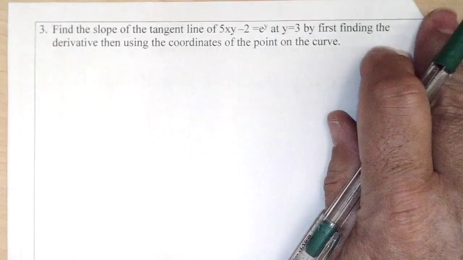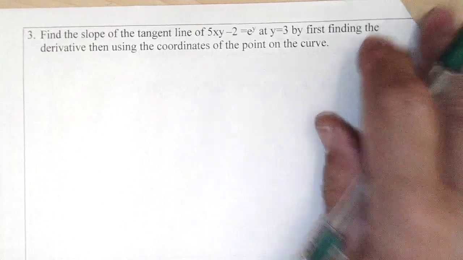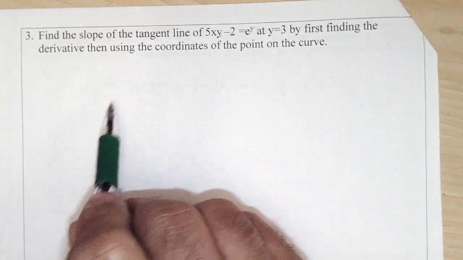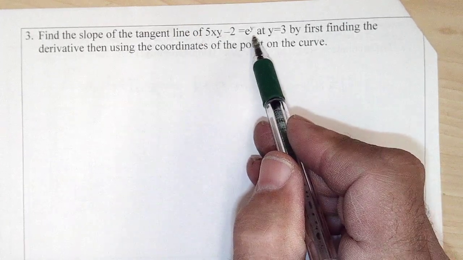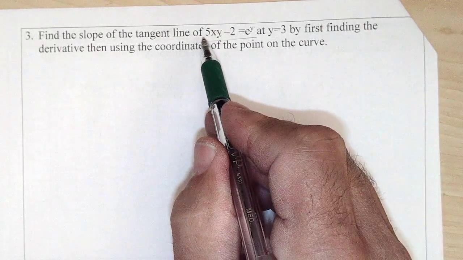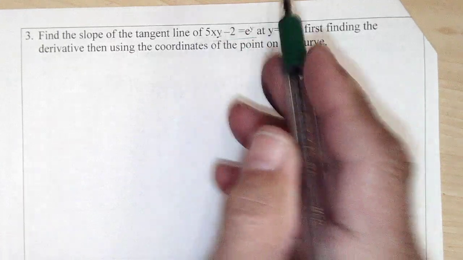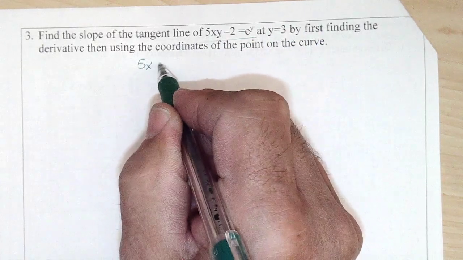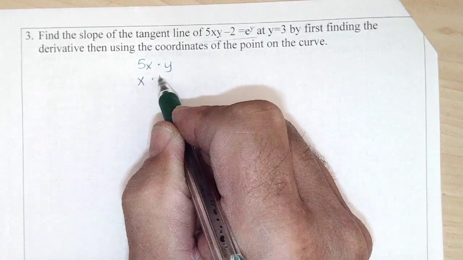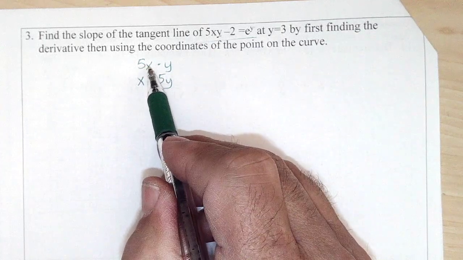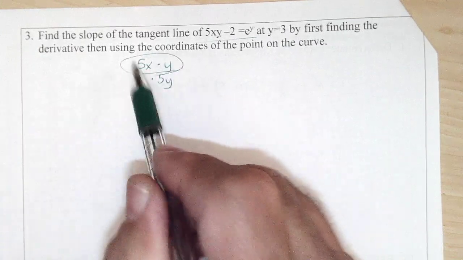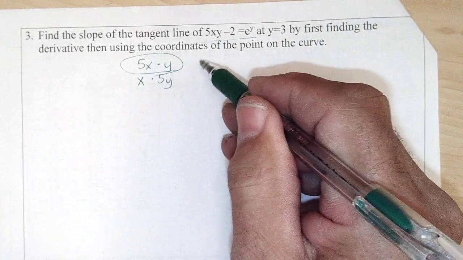Number 3. So we can't solve for y in this, so we're going to find the derivative of this implicitly. So we have a product here. Now we can think of this as 5x times y, or we can think of it as x times 5y, but it's not 5x times 5y. Since it's in that order, I'm just going to use this one and do the product rule.